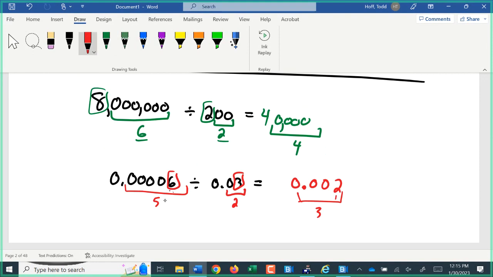Now again, it comes from combining the names. This is 600,000ths. This is 300ths. 100,000ths divided by hundredths is simply thousandths.